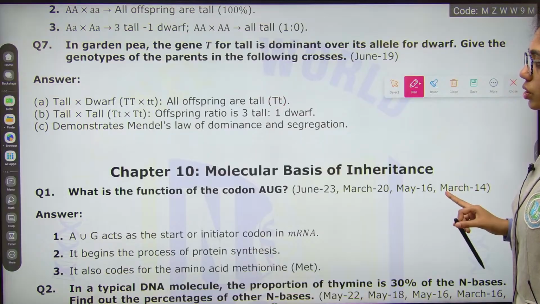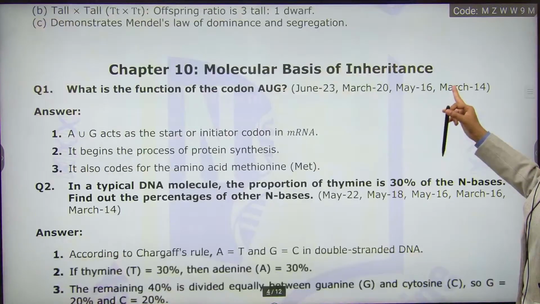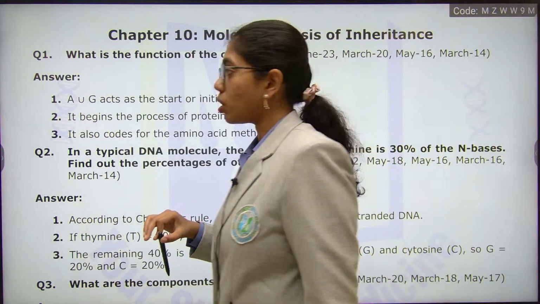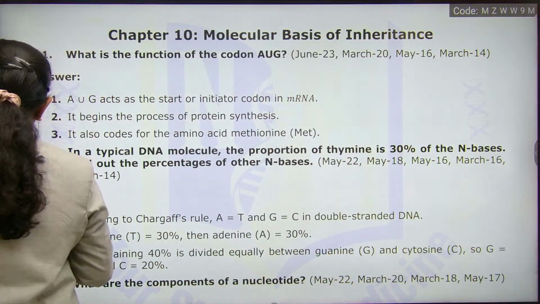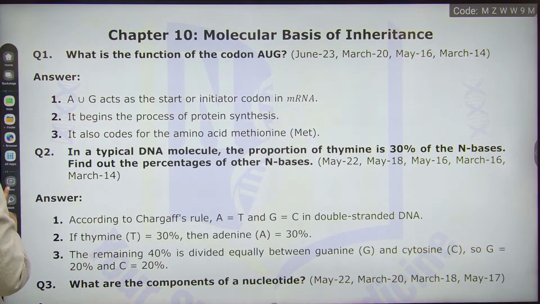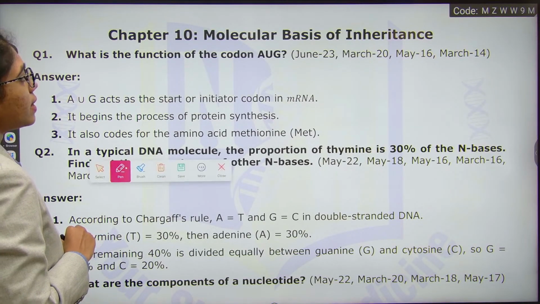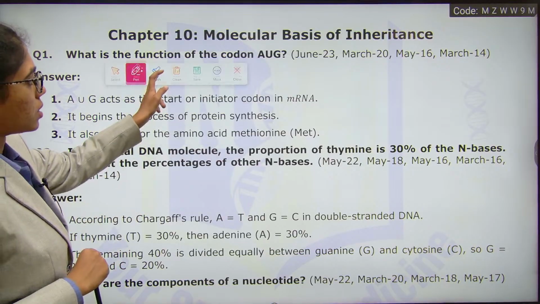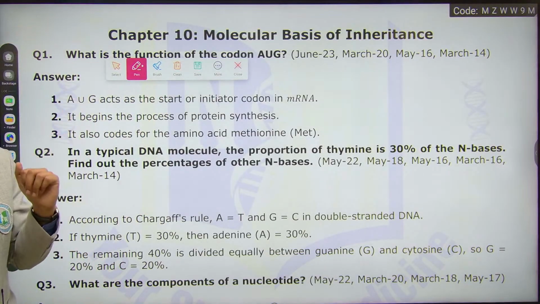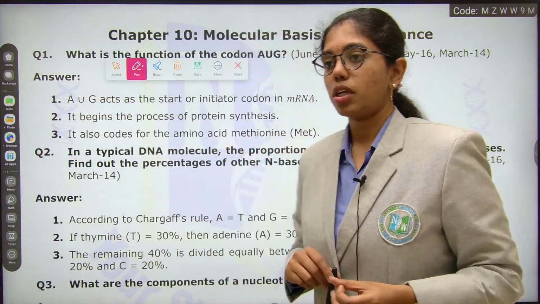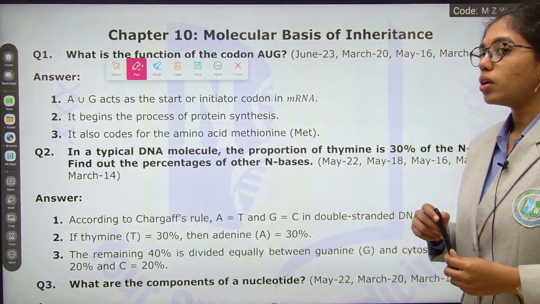Next, you look into the chapter molecular basis of inheritance, and the first question is on the initiator codon or the start codon. What is the function of AUG? Asked multiple times, and questions on AUG you can also see in your NEET and MCET objective questions as well.